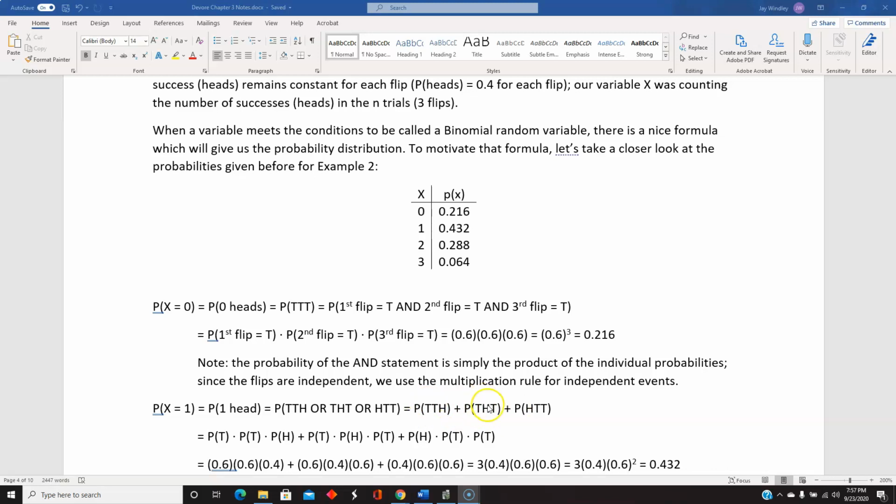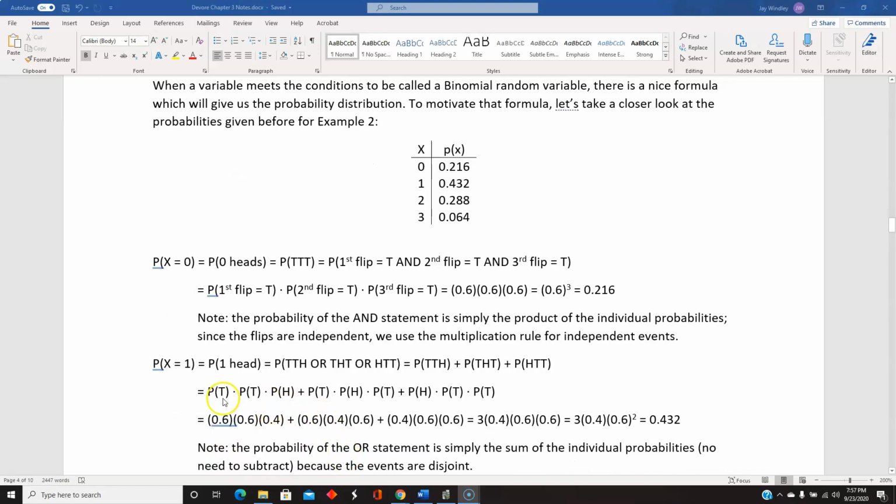And then each of these probability statements we're going to write as a product like we did before. So the probability of tails, tails, heads, we're going to write as the probability of tails times the probability of tails times the probability of heads, and so on. And then we plug in the probability of heads and the probability of tails. And notice, even though they're in a different order, all of these statements are going to be a 0.6 and a 0.6 and a 0.4, because all of them had two tails and one head. So 0.6 times 0.6 times 0.4.